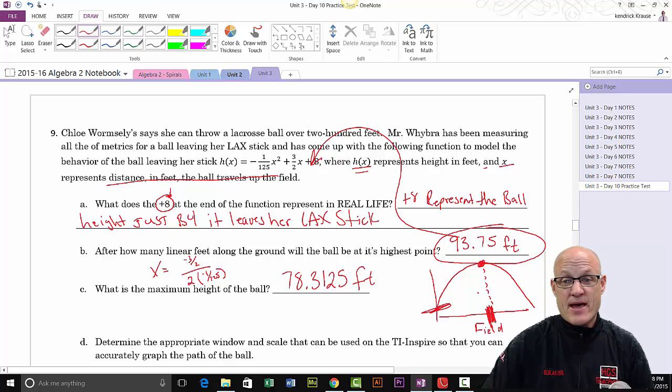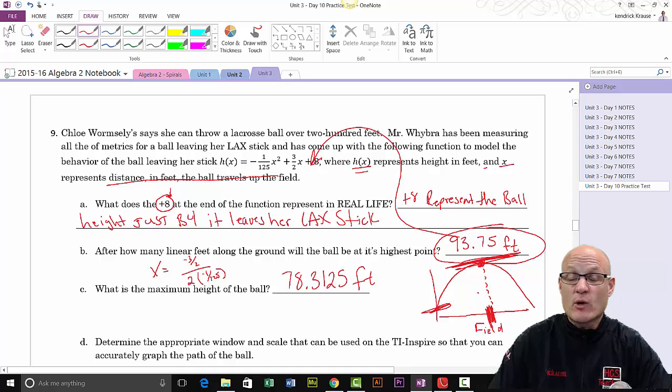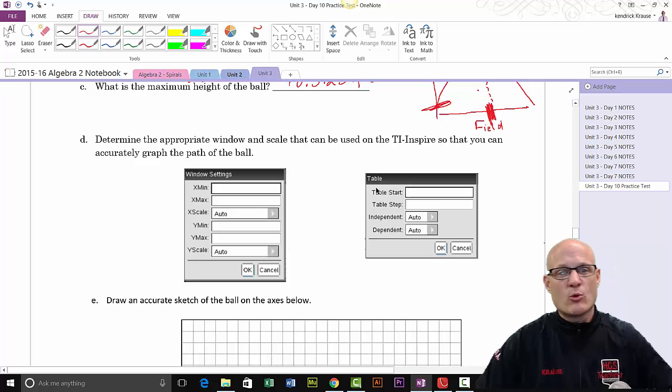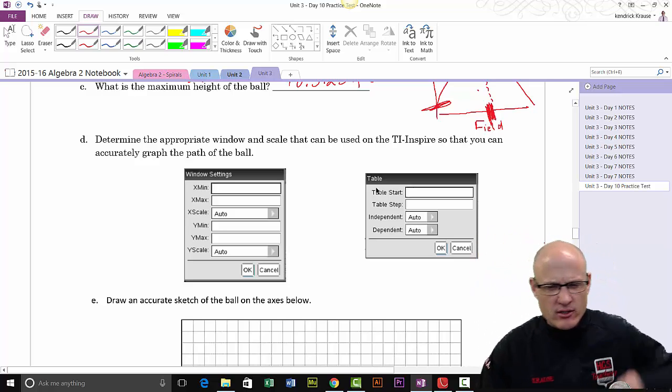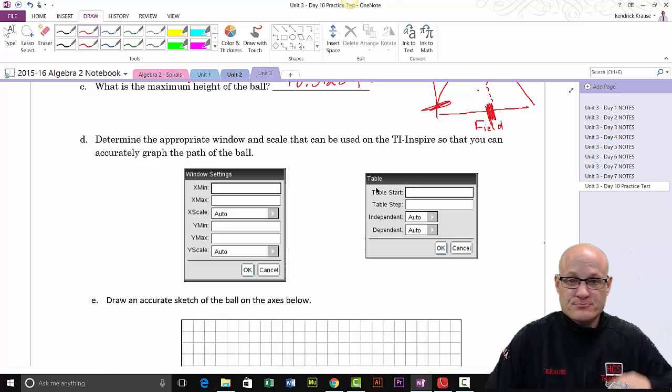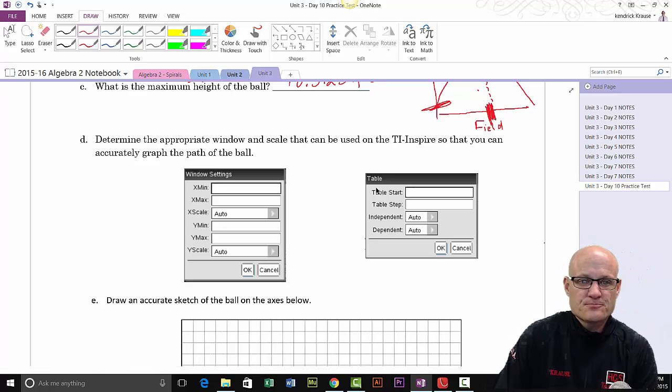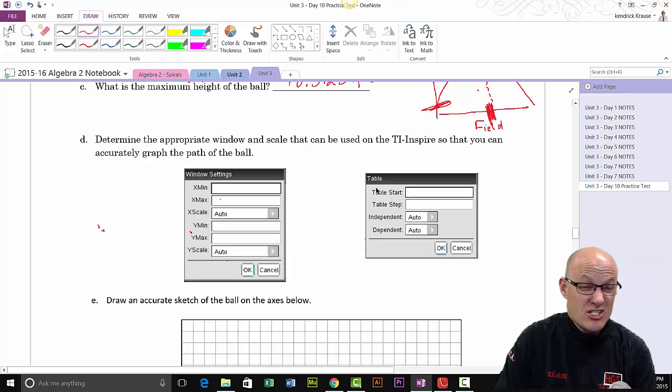And when it's at its maximum height, it's almost 94 feet away from her. So now what we're going to do is determine the appropriate window and scale that can be used on the calculator to graph this puppy. As far as the x max goes, halfway was 94. So double that, you get about 180, 190. So I'm going to go at least 200. I'm going to go a little bit more, maybe 210 or 220.